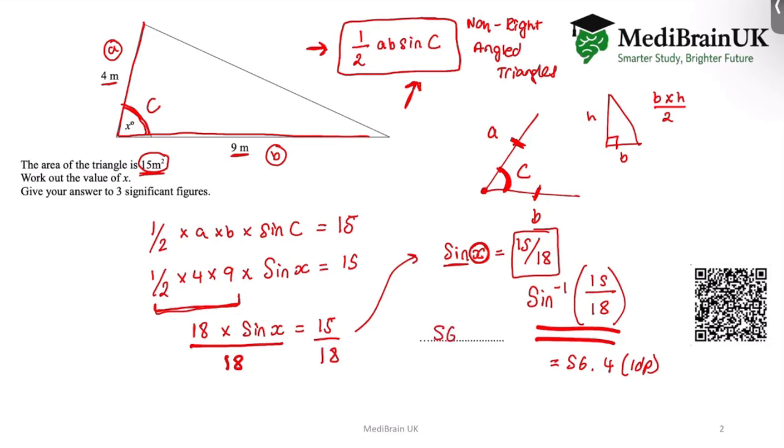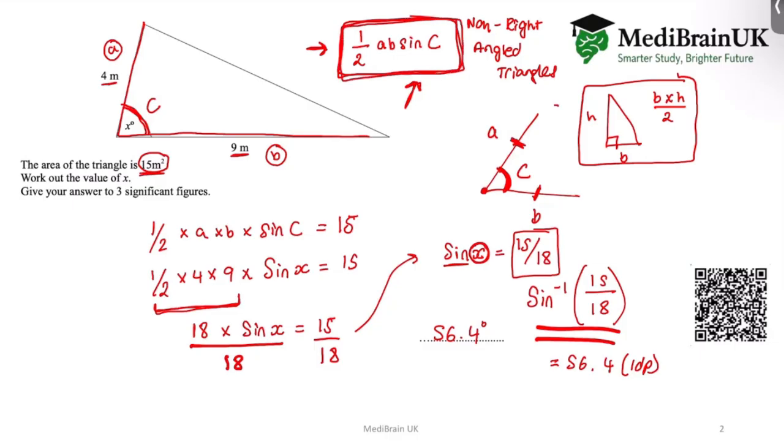Okay, so 56.4 degrees. Okay, so that's how you work out a question like this. So this is the area of a triangle. Remember, if it's a right angle triangle, you just use this, base times height divided by 2. That will get you the area of the triangle.